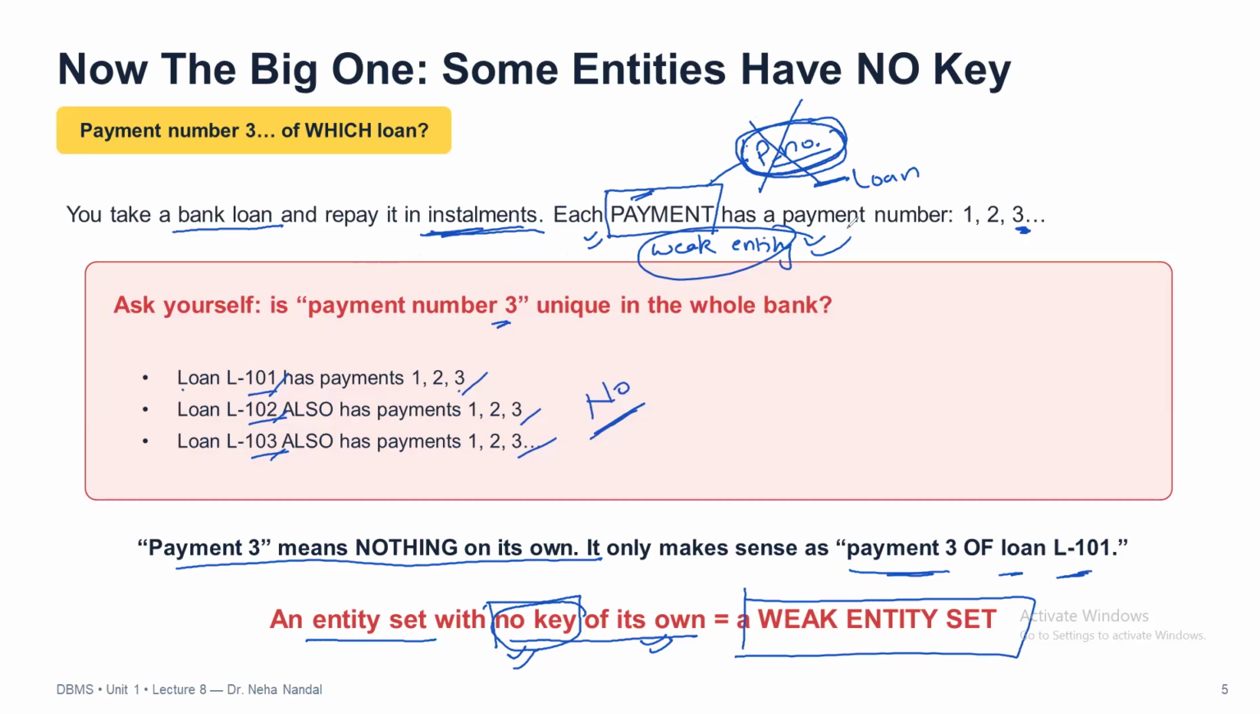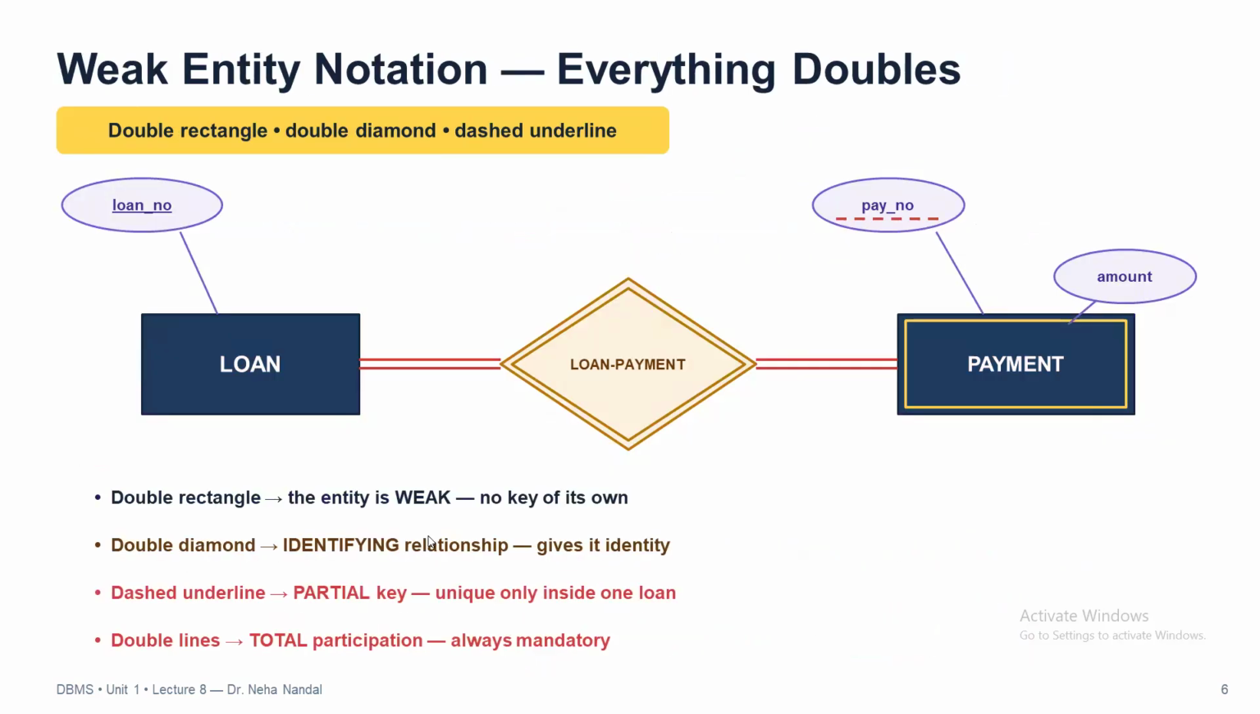Great. So I hope you got this. Let's discuss further about this part very quickly. Now, what is the notation for our weak entities? Everything will be represented in the form of doubles. So double rectangle, double relationship, double diamond. That is the thing.